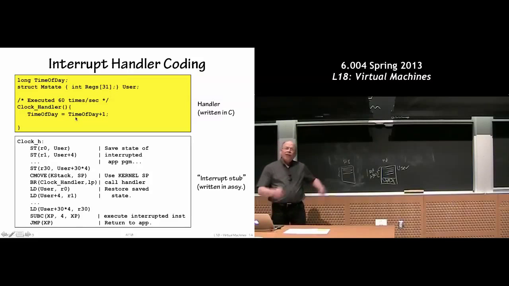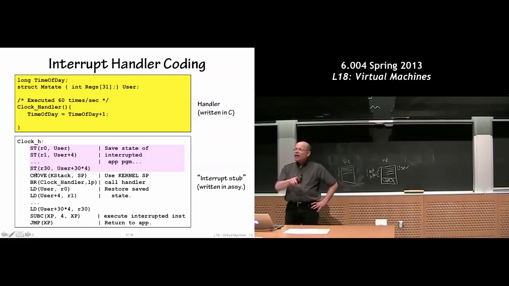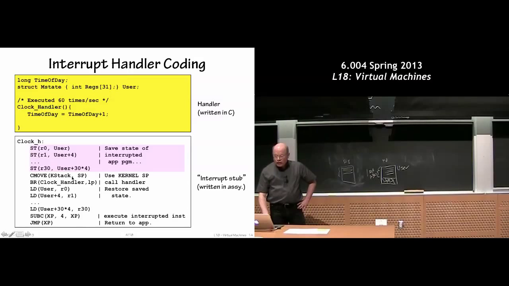So how do we get from the hardware interrupt to running this C code? That's what this does. Here's the clock handler. This is the code that gets run when the timer interrupt goes off. The first thing we can see is it carefully copies all the hardware registers into this user data structure.